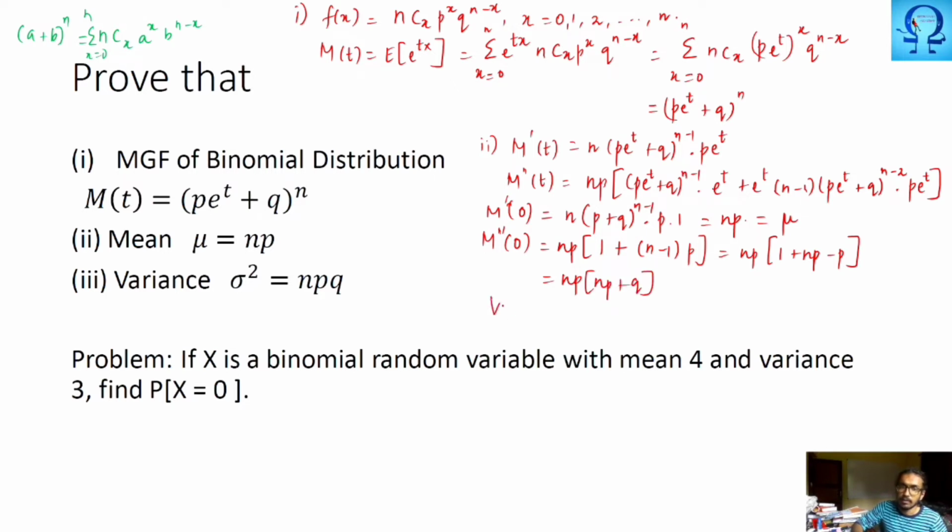And variance of x, that is sigma square, which is nothing but E of x square minus mu square. Here what we have found is E of x square, so it is n square p square plus npq, minus (np) whole square. These two get cancelled and we are left with npq.